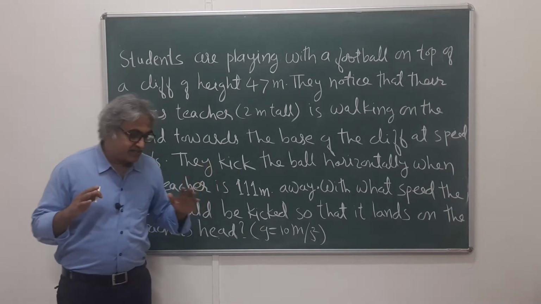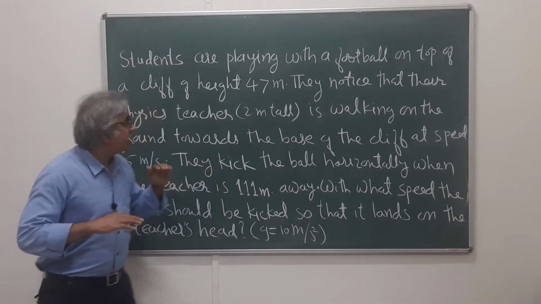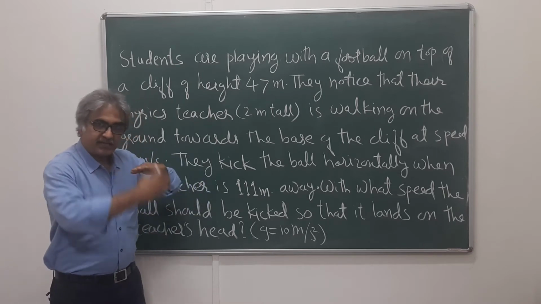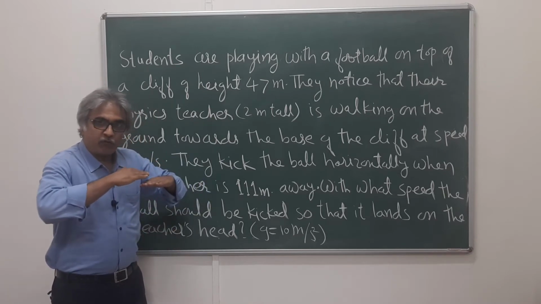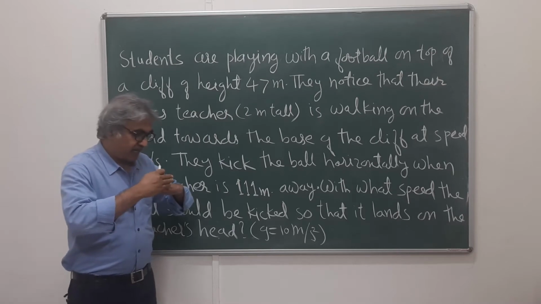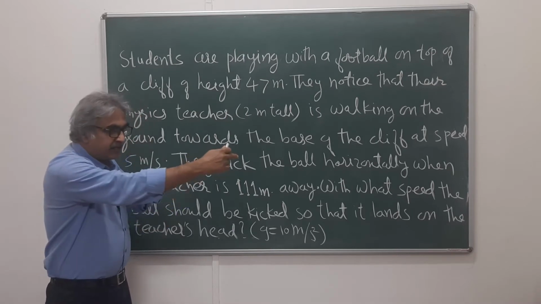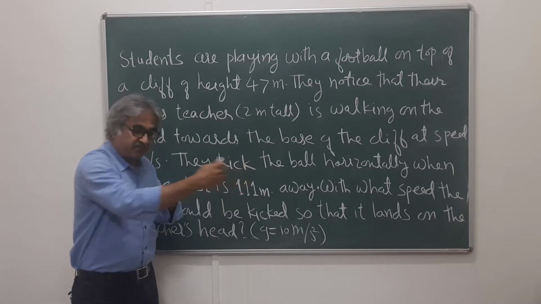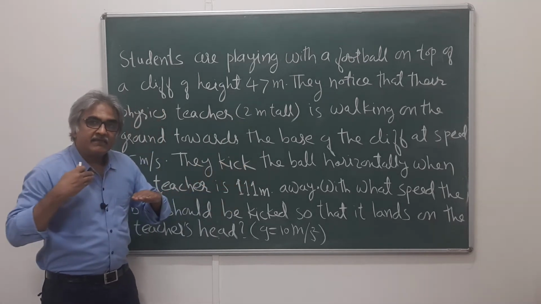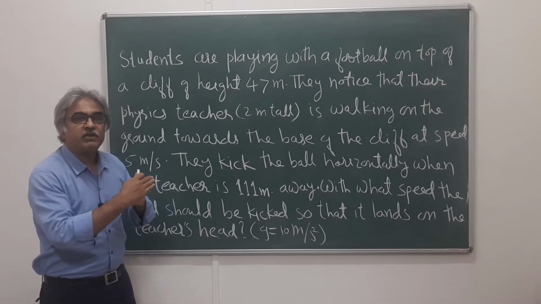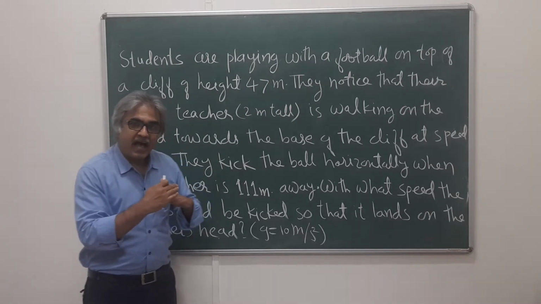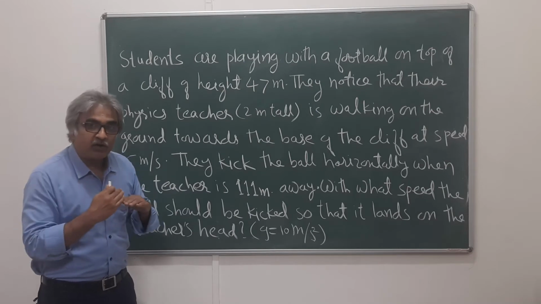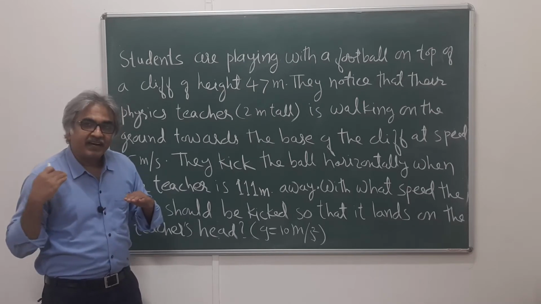So, there's a cliff, and the cliff is 47 meters high. Suppose this is the cliff, 47 meters high. Students are playing football here, and from the edge of the cliff, the teacher is 111 meters away. The students give a kick, that means giving a horizontal velocity to the ball, and they have to decide with what velocity they should kick the ball.